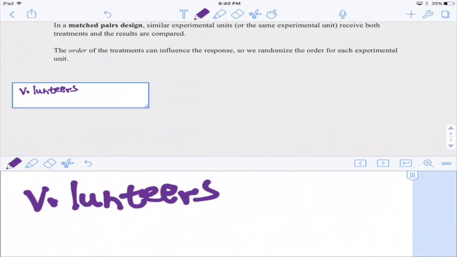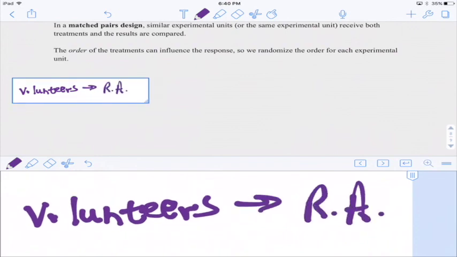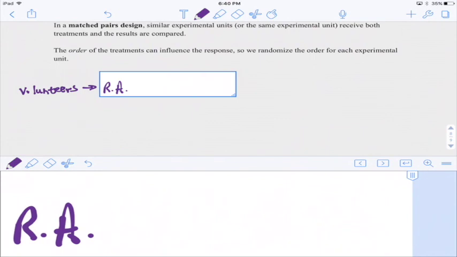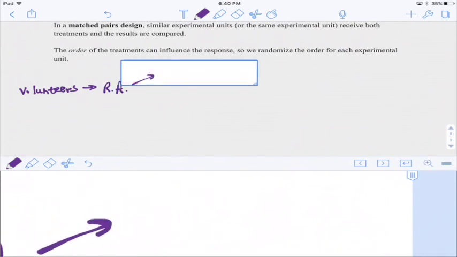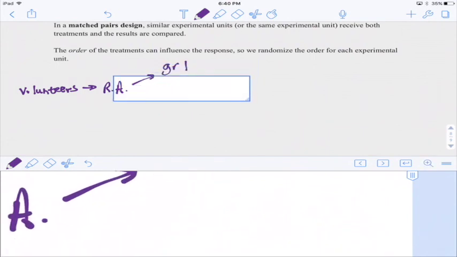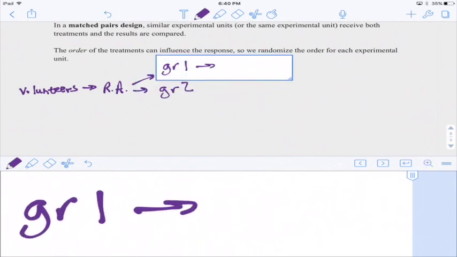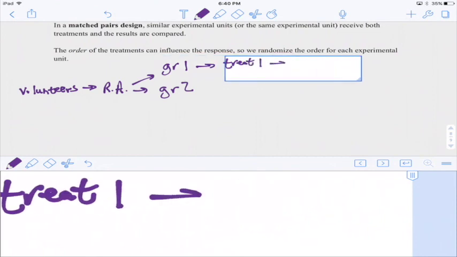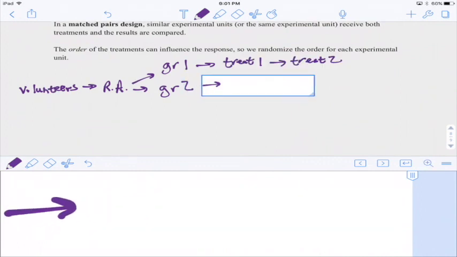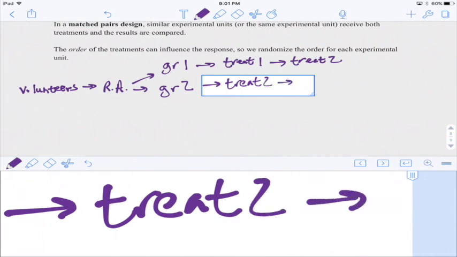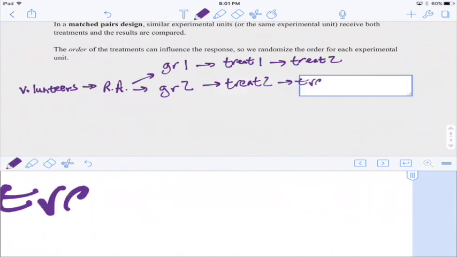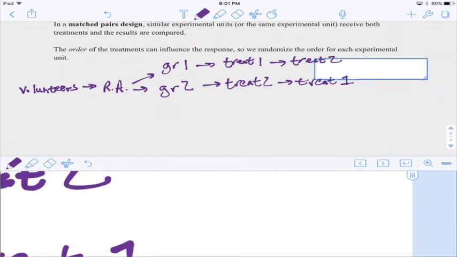We randomly assign them into 2 groups, Group 1 and Group 2. Group 1 is going to receive treatment 1 first, and then treatment 2, which may be a placebo. Group 2 is going to receive treatment 2 first, then treatment 1, and then we compare our results.